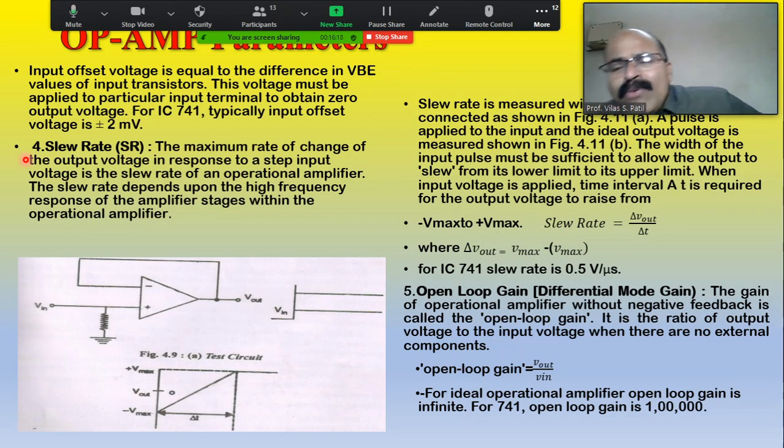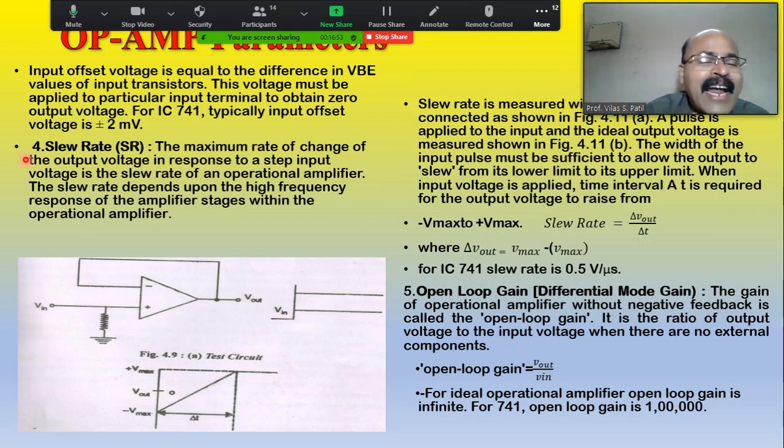That is slew rate. Slew rate is the rate of increasing, that is the maximum rate of change. Rate of change, that is dV by dt, the rate of change of V with respect to t. For change, mathematically we can take the derivative. But here in electronics, we have to take the slew rate.